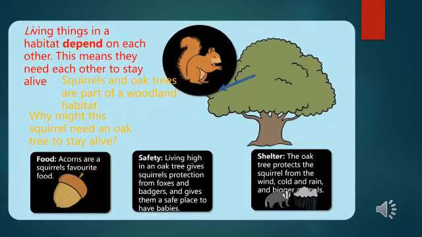Okay, so living things all need to depend on each other to survive in their habitat. Squirrels and oak trees are part of a woodland habitat. Why do you think the squirrel may need the oak tree to stay alive? Remember about Mrs. Gren and the life processes. What we need in our habitat are things that make us survive.